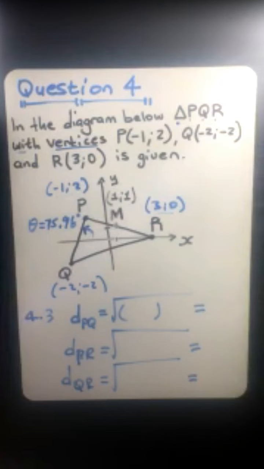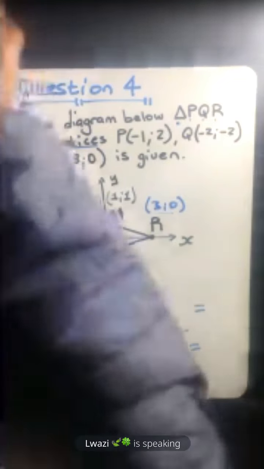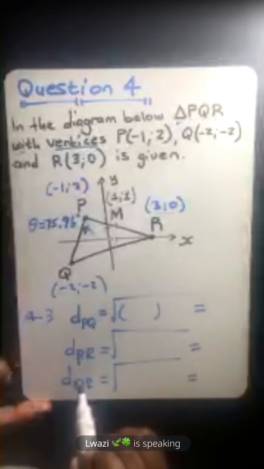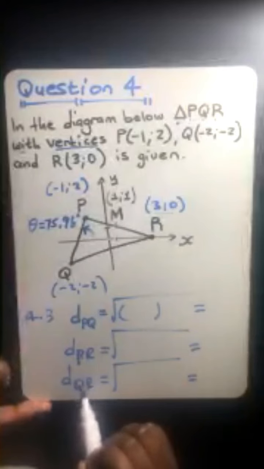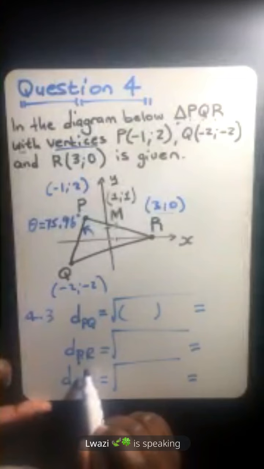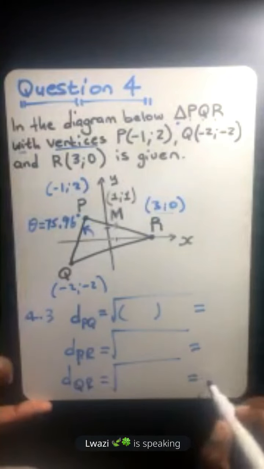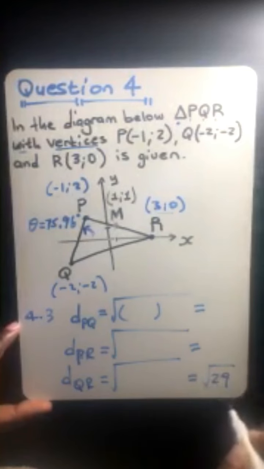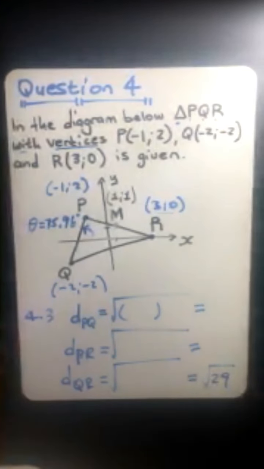Who are you calculating it with, Lwazi? I'm not sure, but I had my name, so I had to calculate. So, okay, which one were you calculating? The distance of... was it PR? I was calculating, yes, it was QR, not PR, QR. Oh, QR. How much is your answer there? It's root 29. The root of 29. Okay. And the other one?